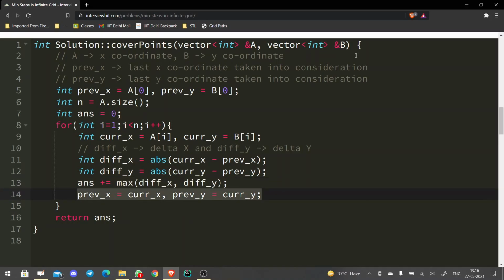Also, in the end, once we have added up the answer for the current result, we update our previous x and previous y to the current x and current y to get answers for the next iteration.